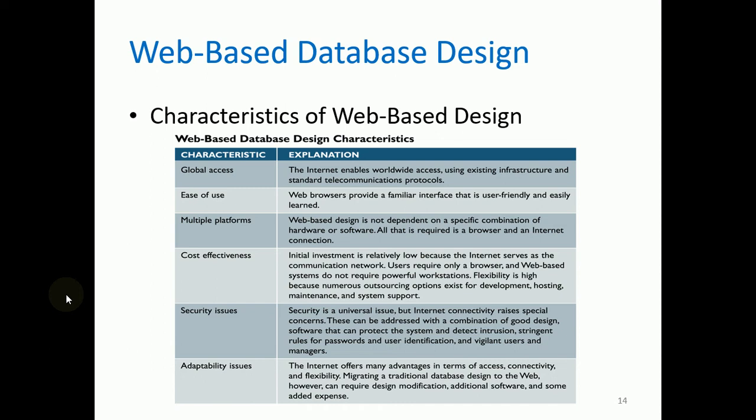Okay, so the first characteristic is global access. The internet enables worldwide access using existing infrastructure and standard telecommunications protocols. Because of course, if it is web-based, it needs an internet connection. So all the people around the world can access your database, unless of course you have a user ID and password for authorization of accessing the database.